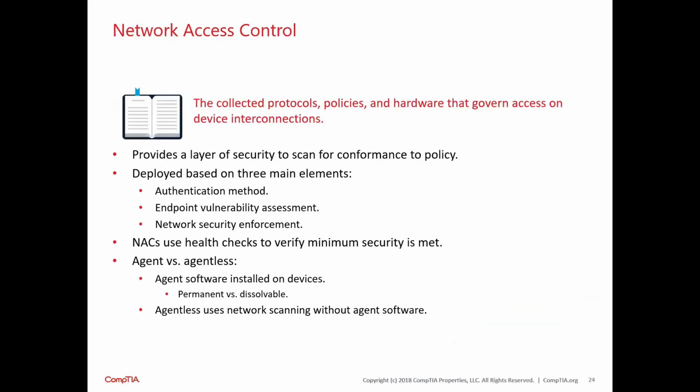And then besides that, we have network access control, which is a collective of protocols, policy, and hardware that govern access on the device interconnection. So we normally use network access control to check the minimum security for every single connection, and it can be deployed based on 3 main elements: authentication method, endpoint vulnerability assessment, and network security enforcement. So basically, it provides a layer of security that will check whether a connected device like your laptop or workstation has conformed to a particular policy.